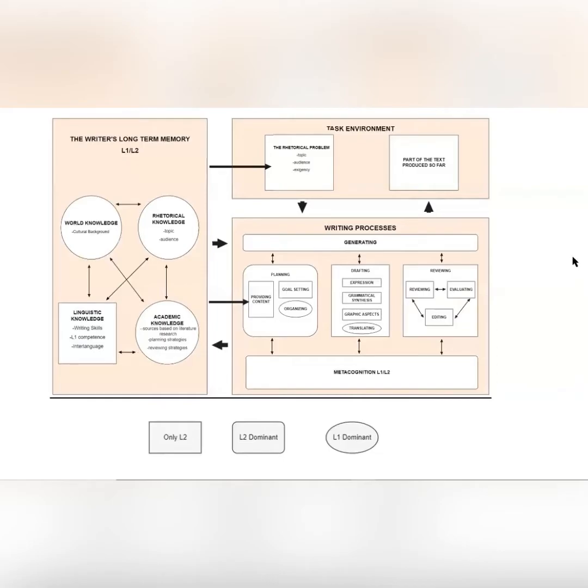Topic, audience, and exigency, with the rhetorical problem, are considered the input in this case, as in the SLA class we used to know. And the output would be the part of the text produced so far, which is also part of the task environment, and it's the same as in the Flower and Hayes model. In terms of the writing processes, we split it into four different ones, plus the monitoring, which is now the metacognition, because it's a modern approach to this supervising of our teaching and learning and strategies and styles.